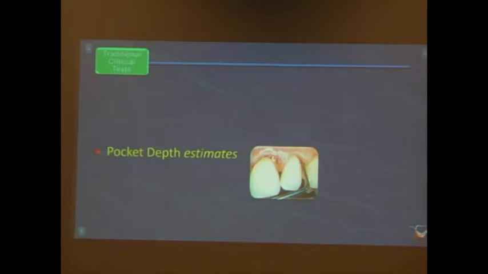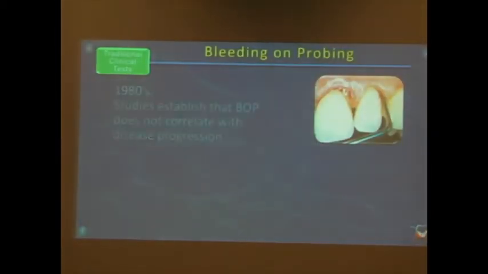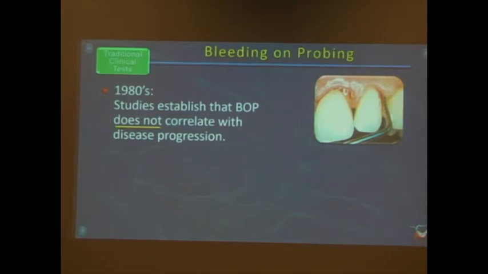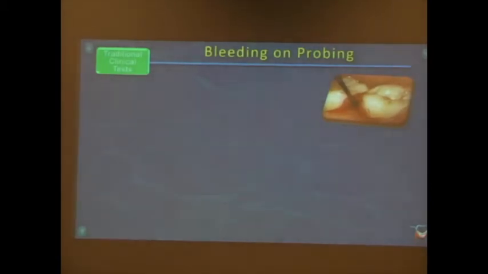So, pocket depth estimates. What about bleeding on probing, the holy grail of periodontal risk assessment in the past? In the 1980s, multiple studies established the fact that bleeding on probing did not correlate with disease progression. Zero correlation. BOP at baseline and 3 months compared to tissue loss at 6 and 12 months, no correlation. Why is that?